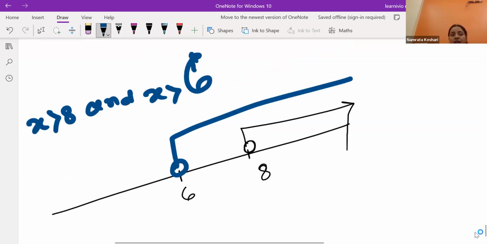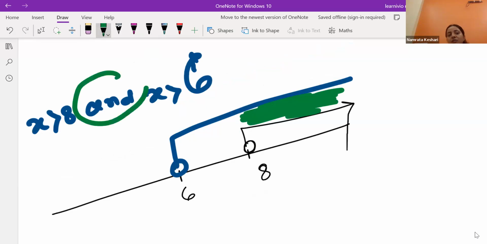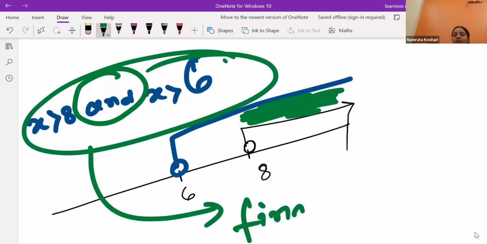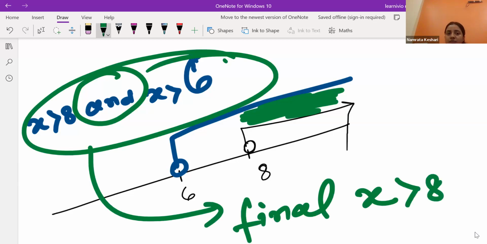Are you able to visualize the common region? Not this one, I mean this one, where the black one is also going and the blue one is also going. Can you see that? Yes, ma'am. Okay, this is the common solution. So whenever "and" is there, we take the common solution, and "or" is just the union. So the final answer will be x bigger than 8. Clear?